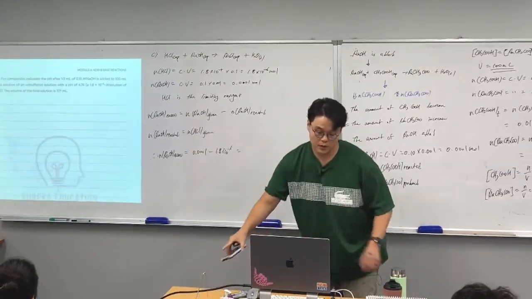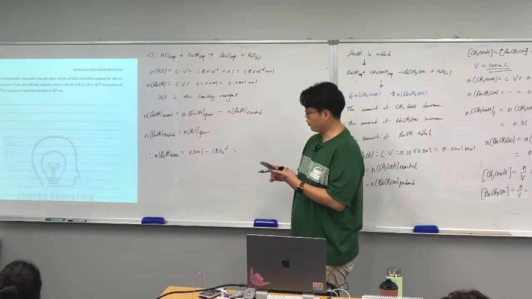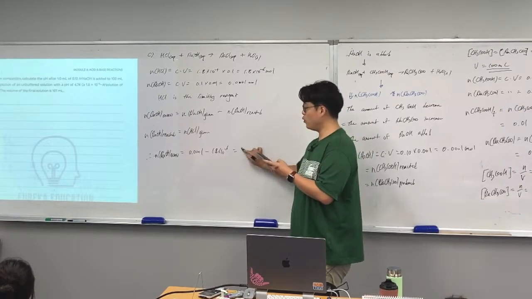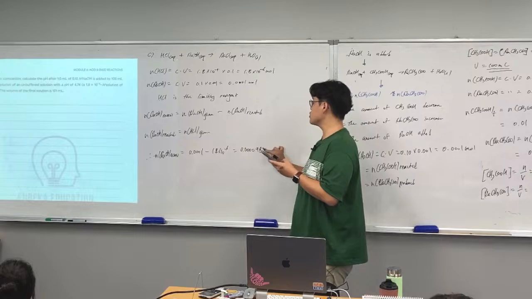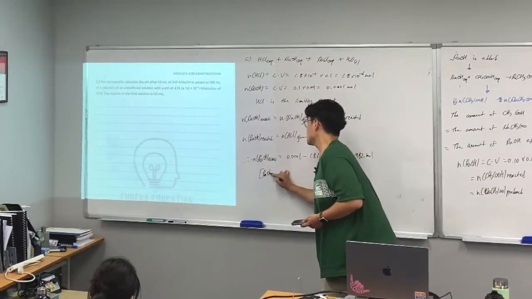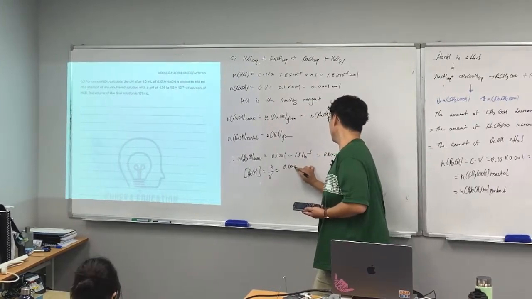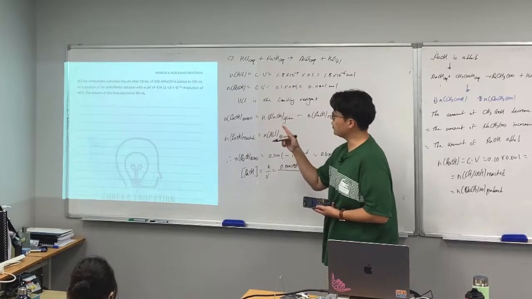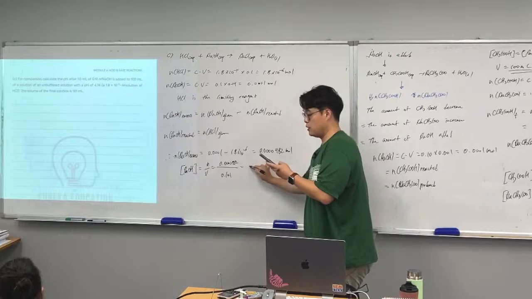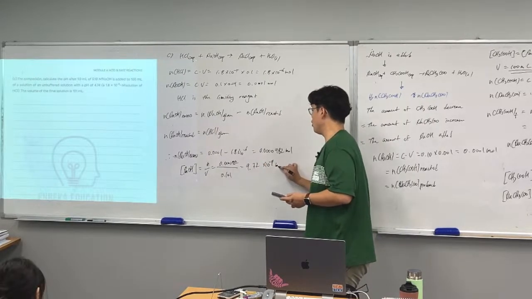Let's calculate the values. 0.0001 minus 1.8 times 10 to the power minus 6, you get 0.000982 mole. Then the concentration of sodium hydroxide will be given as n over V, that's 0.000982 divided by 101 mL, 0.101 liters. And you'd get 9.72 times 10 to the power minus 4 mole per liter.